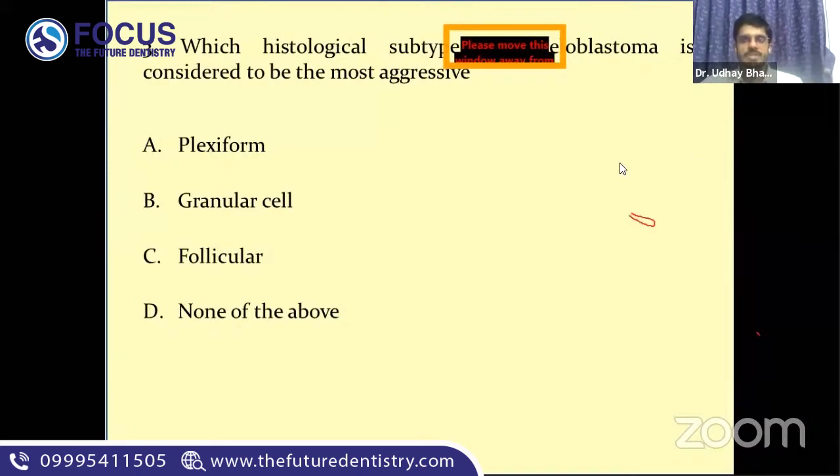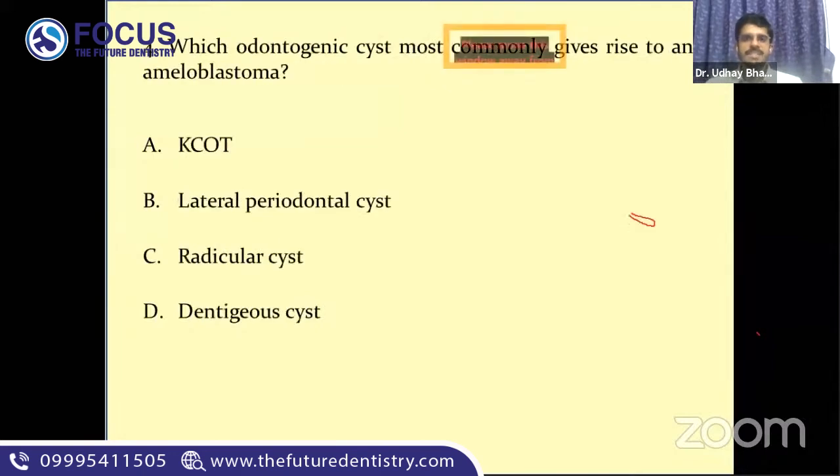Which type of ameloblastoma is characterized by cords or strands of neoplastic epithelium? Plexiform. Very good. Which odontogenic cyst most commonly gives rise to an ameloblastoma? Dentigerous cyst. Dentigerous cyst gives rise to an ameloblastoma.